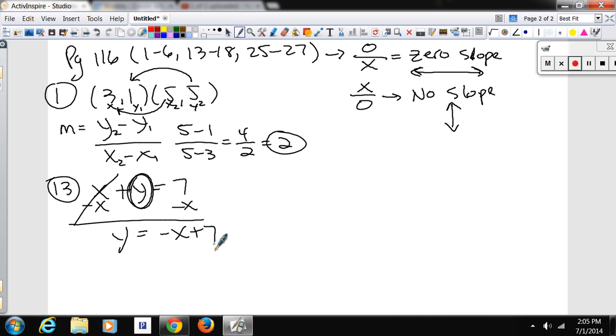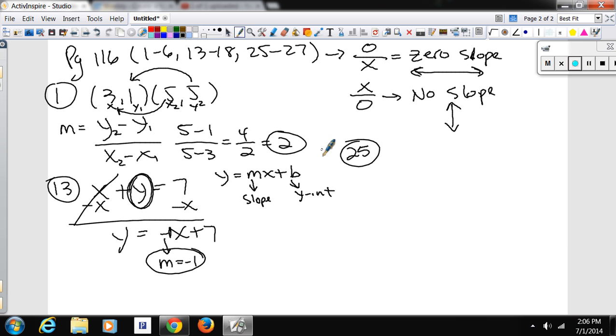The reason we isolate this is because we have a special slope-intercept formula, y equals mx plus b. M is always going to represent slope. Whatever number is in front of x represents the slope, and b is always going to be the y-intercept. In this case, this negative 1 is my slope, so my answer to number 13 is negative 1. Your job is to get y by itself and then find out what's in front of x. That will give you your slope. So just get y by itself on each problem on 13 through 18, and whatever number is in front of x will be your slope.